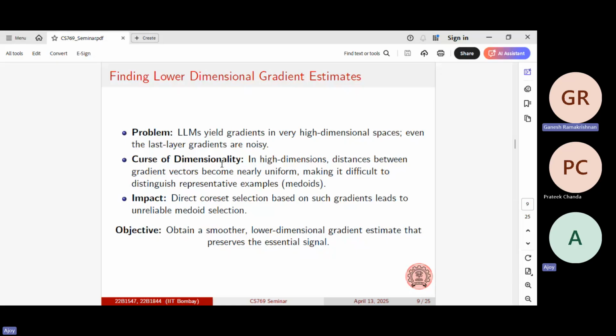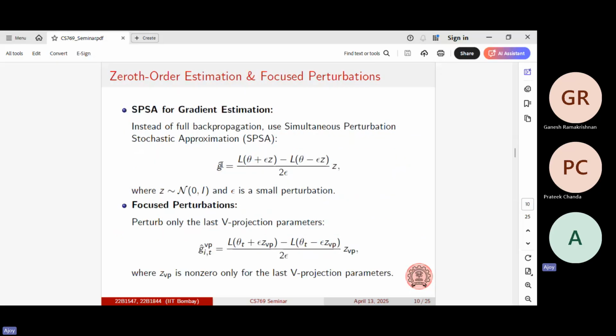So the curse of dimensionality. What this is exactly is that when the gradient dimension is very large, the distance between the gradient vectors becomes nearly uniform. So we are not able to differentiate properly between the various distances between the vectors, and that causes a problem in finding the medoids. So what we want is a smoother, lower dimensional gradient estimate that preserves the essential signal.